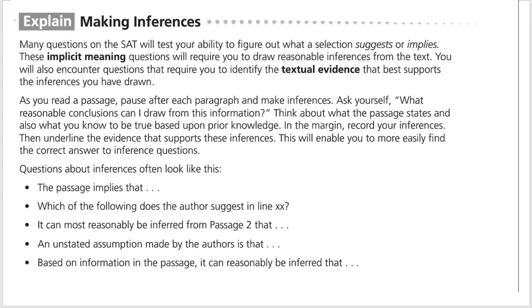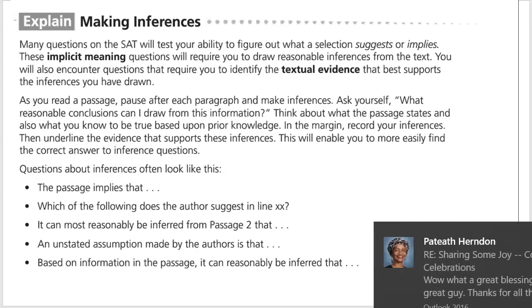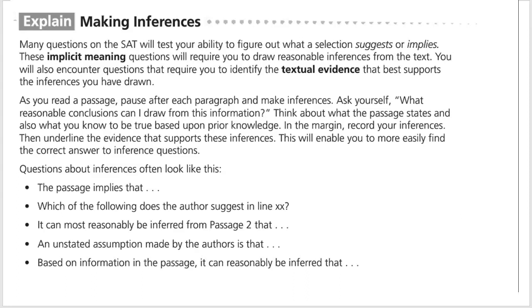So as you're reading a passage, you'll want to ask yourself, what reasonable conclusions can I draw from this information? Think about what the passage states and also what you know to be true based upon prior knowledge. Questions that test your ability to make inferences on the SAT include: the passage implies that, which of the following does the author suggest in line X? It can most reasonably be inferred in passage 2 that blank. So notice that for these questions, you really have to not only understand the main idea of the passage, but you have to make a reasonable, educated guess as to the answer and back that up with textual evidence.